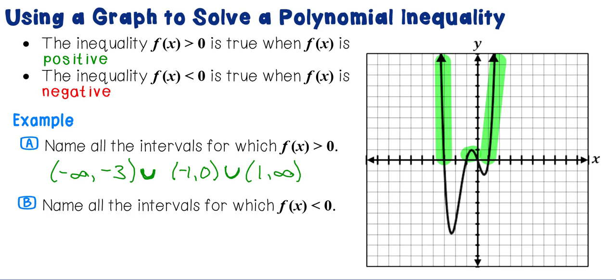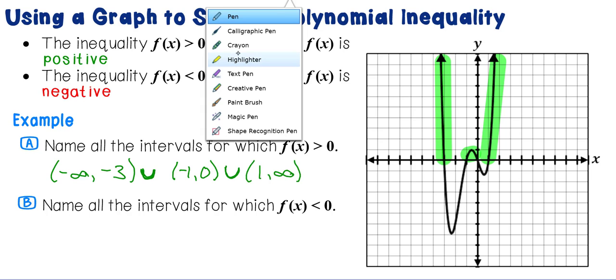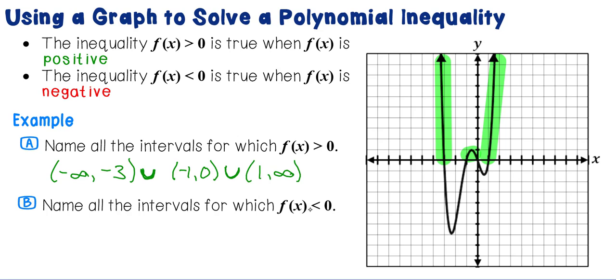So when we're looking at the next one, where f of x is less than 0, we're looking for where it is below the x-axis. So that would be the pink area. So this time we only have 2 intervals. If we look at it, it starts at negative 3. And once again, there's no equal sign, so that means we're using parentheses, and it goes from negative 3 to negative 1, or the next interval would be from 0 to 1.